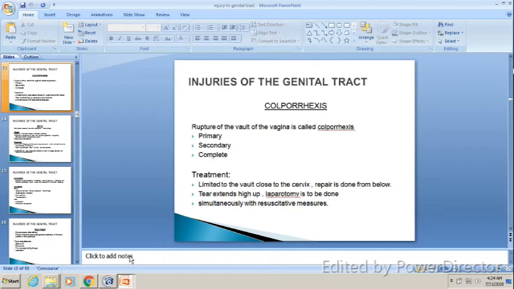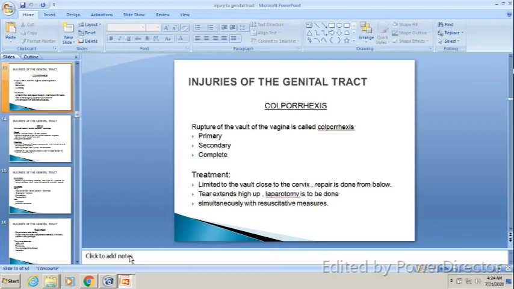Okay. So rupture of the vault of the vagina. What is the vault? I have told you. It is the part where the cervix and the posterior vaginal vault meet. That is the vault of the vagina. So it is colporrhexis. When the rupture of the vault of the vagina happens, that is colporrhexis. The posterior fornix is called the colpus. The rupture of the vault of the vagina may be primary, secondary, or complete.